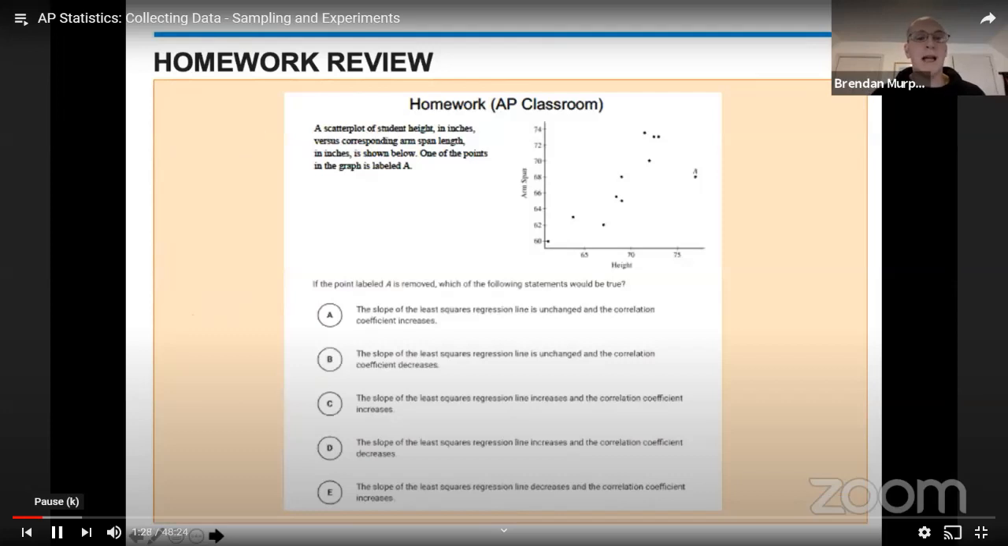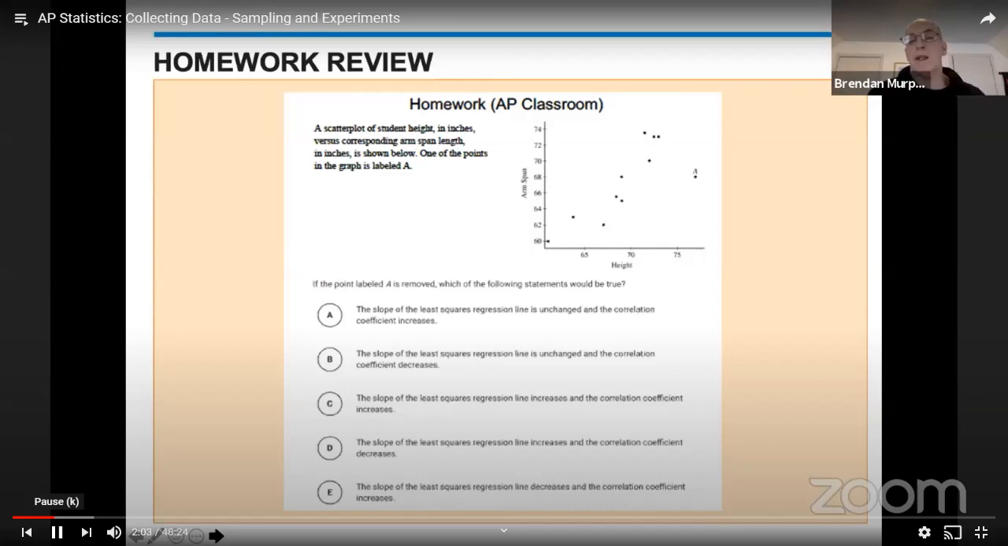Here's the homework from last night. I don't know if you were watching. If not, no big deal. A scatter plot of student height in inches versus corresponding arm span length in inches is shown below. So bivariate data, my x-axis is my explanatory variable, my y-axis is my response. Sometimes I do height versus weight, or height versus shoe size, or height versus arm span. And we usually have a good discussion. Why is height the explanatory variable and arm span the response?